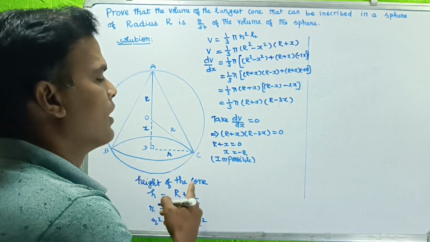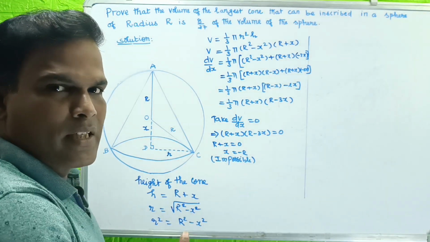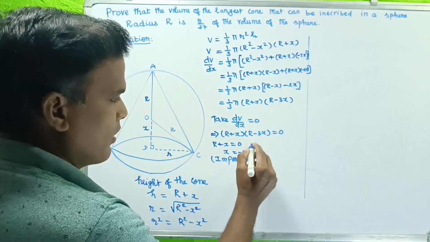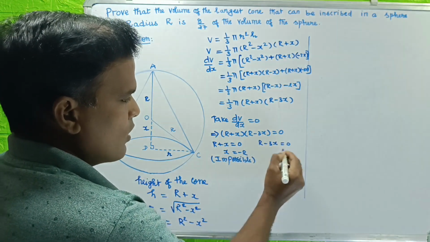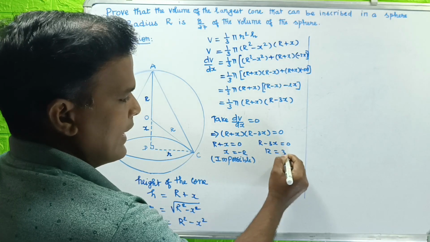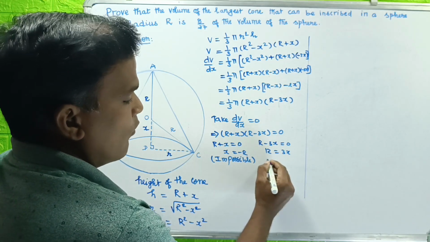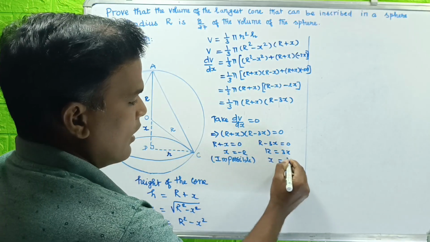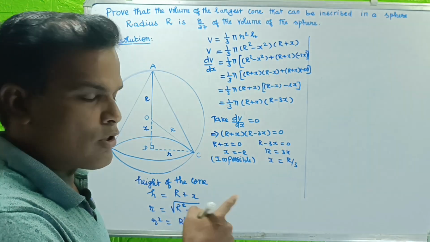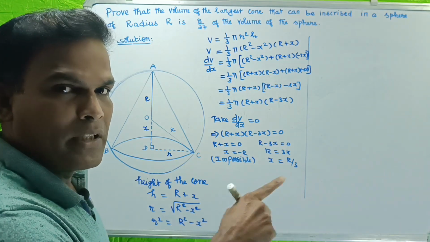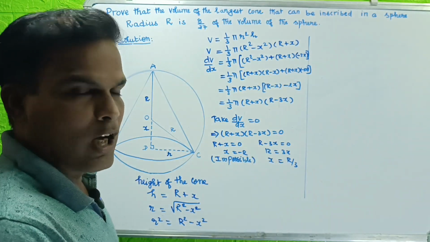Why is it impossible? Because x is a distance and r is a distance, so the distance cannot be negative. So it is impossible. Therefore r minus 3x is equal to 0, so r is equal to 3x. So what is the value of x? x is equal to r divided by 3. Here x equal to minus r is not possible, but x equal to r by 3 is possible. So the only critical point is x equal to r by 3.